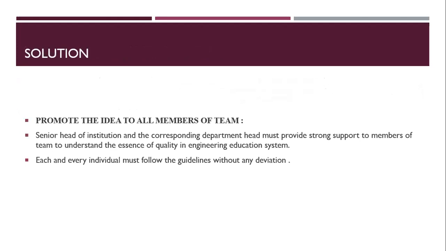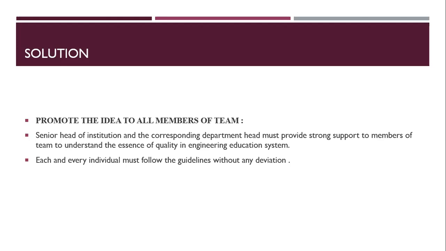Now let us see the possible solution. First step, promote the idea to all members of the team. The senior head of the institution and middle level department head have to sit and discuss how to disseminate the information to the team members in order to successfully execute the guidelines of Lean Six Sigma within an organization educational setup without any deviation from time to time.